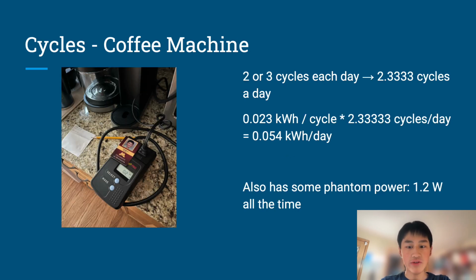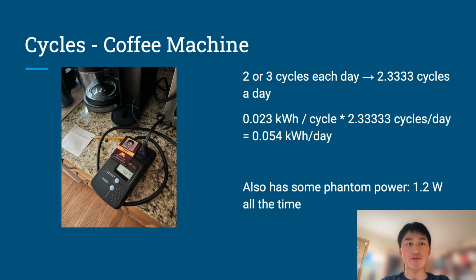For the cycles for the coffee machine, we kept track of how many rounds of coffee we made throughout the day. So normally it was 2 or 3, so we had 2.333 cycles a day when we averaged that out. And if we multiply it by 23 watt hours a cycle, we get around 54 watt hours a day.